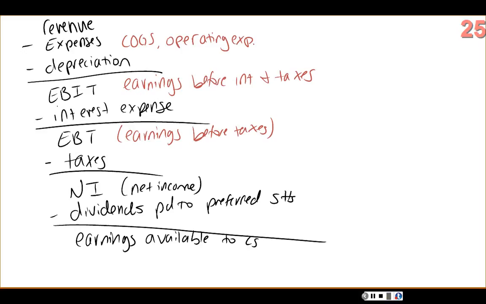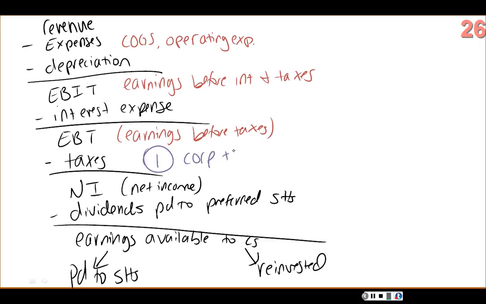So at this point, there is one of two things that can happen with this earnings available to common shareholders. On one side, it could actually be paid to the shareholders. On the other side, it could be reinvested. So here's a good time to show you exactly what we mean by this whole double taxation. So here, corporations earn money and they pay taxes on this money at the corporate tax rate. They then take that money, and if they choose to pay it to shareholders, shareholders are then taxed at the personal income tax rate.